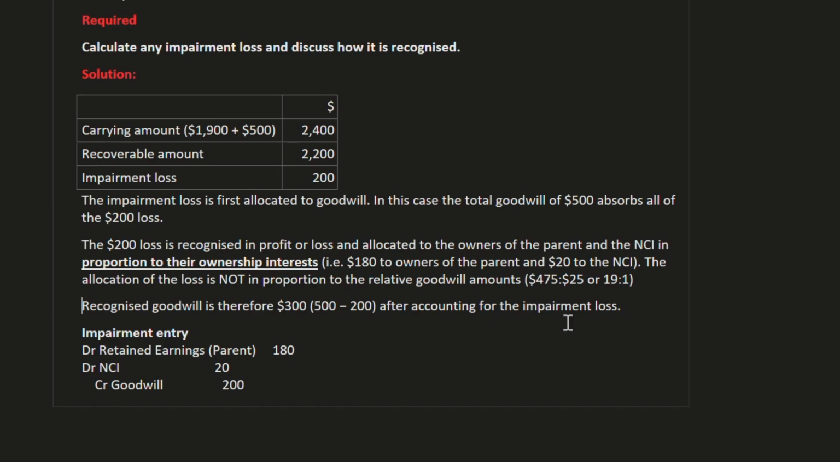After accounting for the impairment loss, the impairment entry is DR retained earning 180, DR NCI 20, CR goodwill 200. Meaning goodwill will decrease by 200, NCI will decrease by 20, and retained earnings will decrease by 180. So in the pre-populated sheet, we just need to type minus 180 from the retained earnings, minus 20 from the NCI, plus 200 in goodwill.